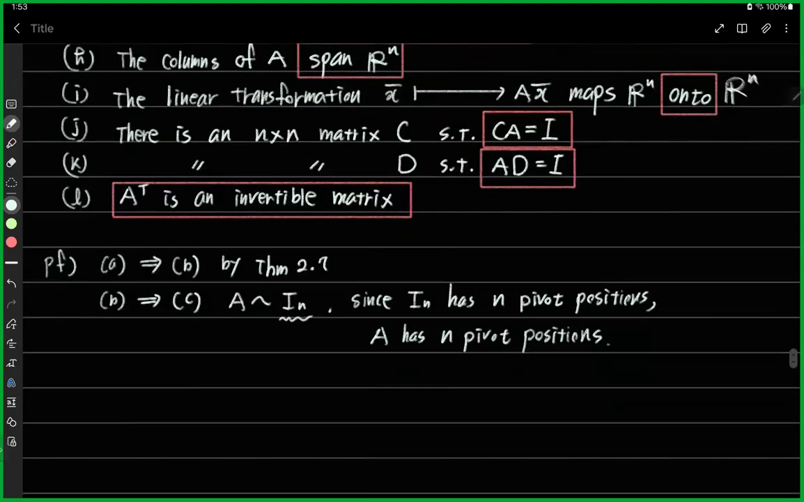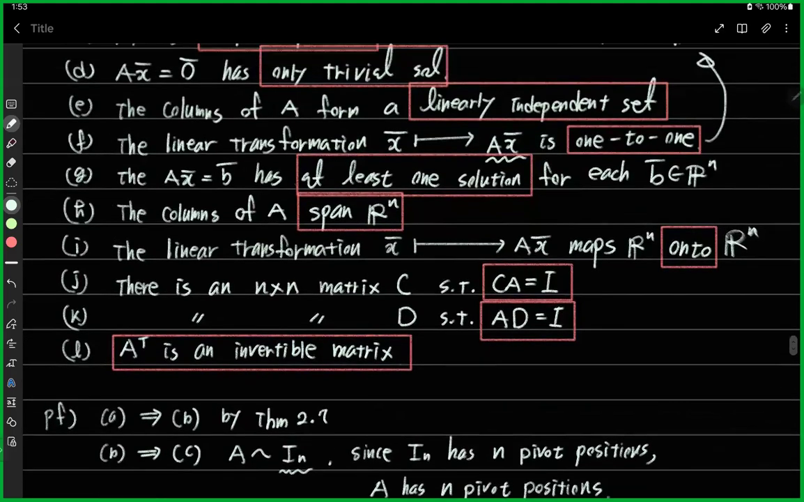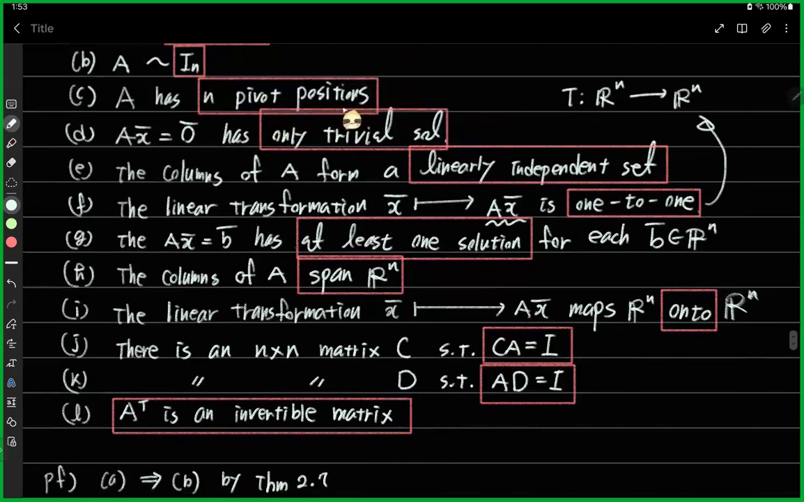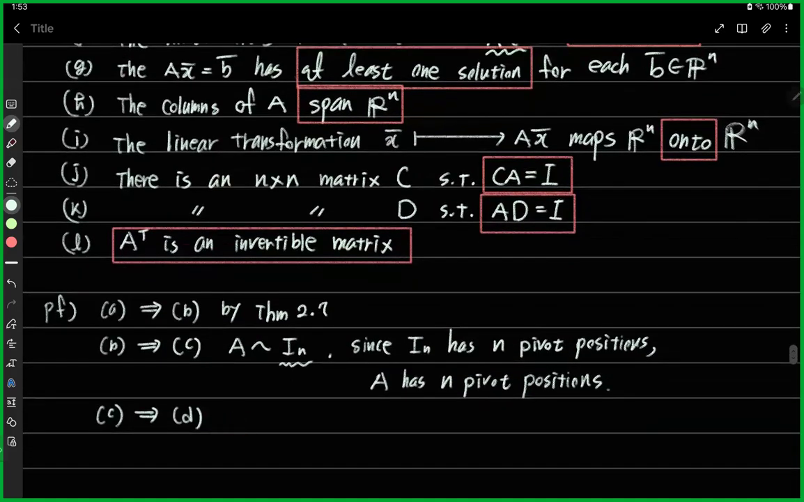Okay, and then if C is true, then D is true. So C is: A has n pivot positions, then A x bar equals 0 bar has only the trivial solution. Why? Because A is a square matrix, and there are no free variables, right?